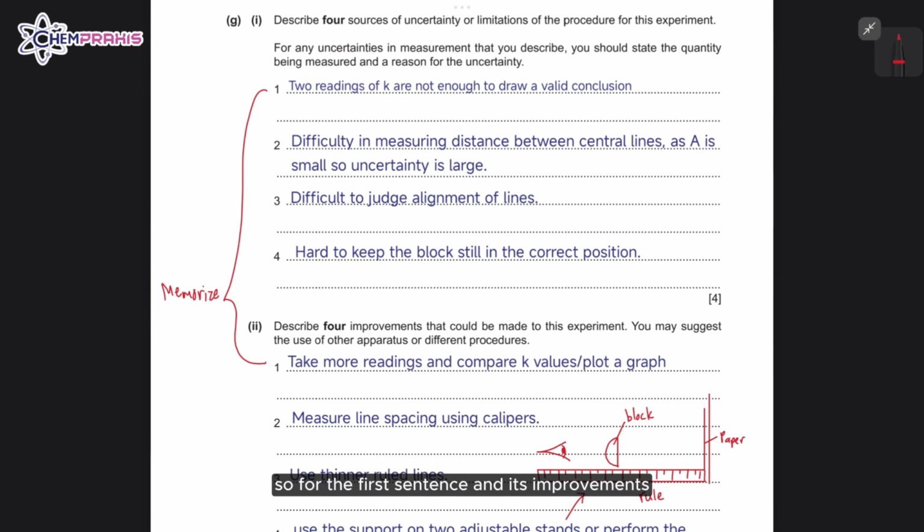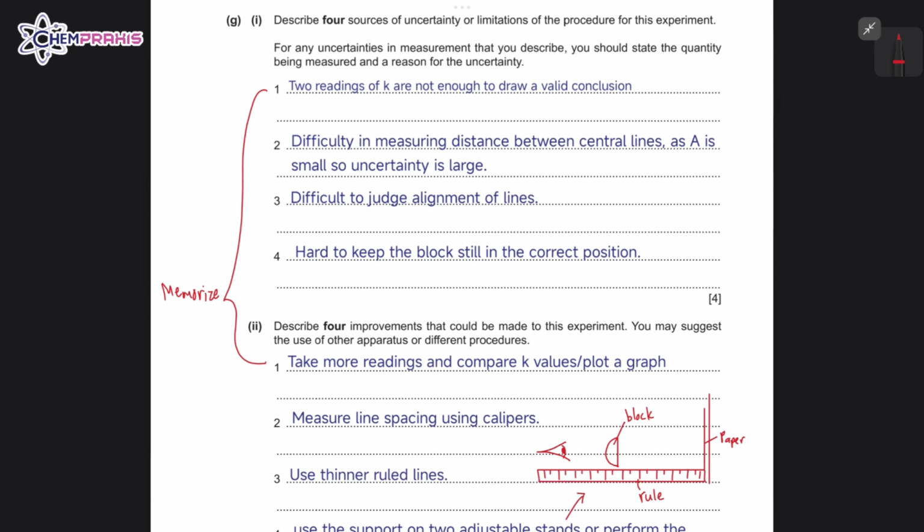Alright, now so for the first uncertainty and its improvements, you can always write this in any of your papers, so you will need to memorize this. You can write, 2 readings of K are not enough to draw a valid conclusion. And its improvement is, take more readings and plot a graph, or you can write, take more readings and compare K values.